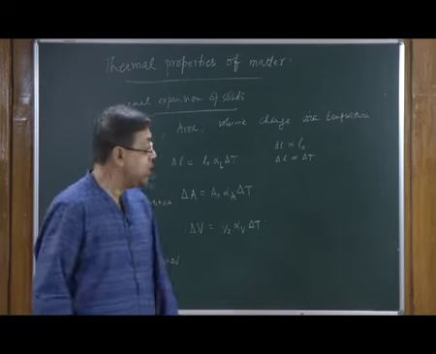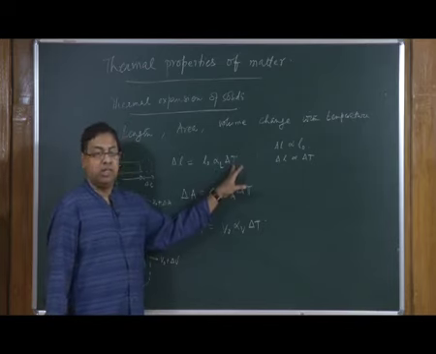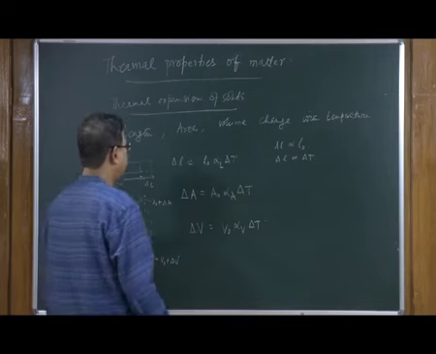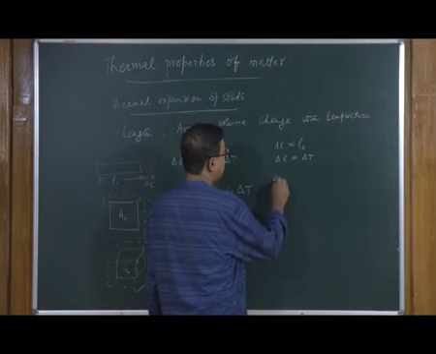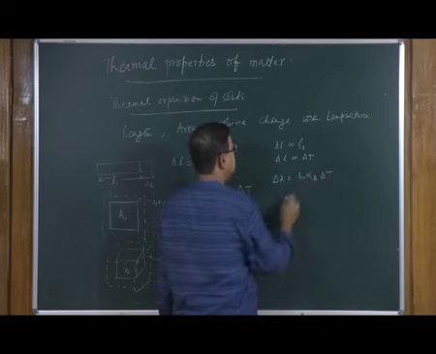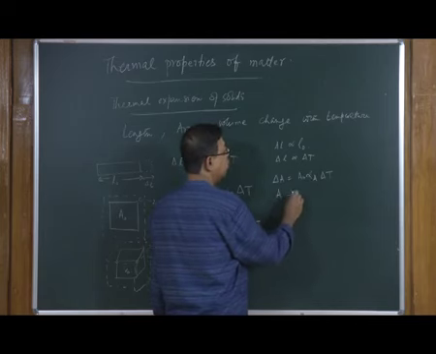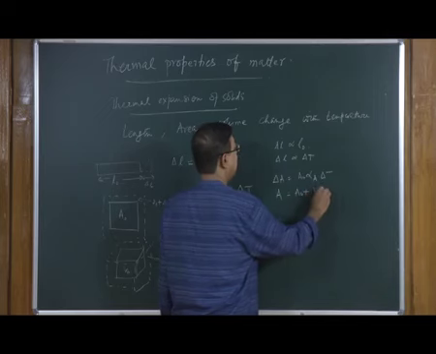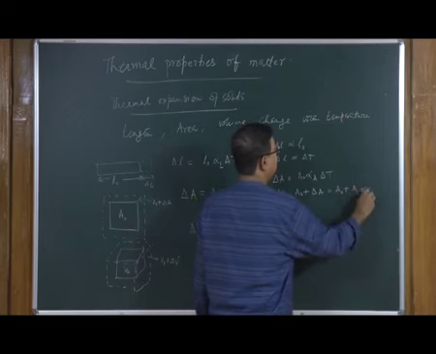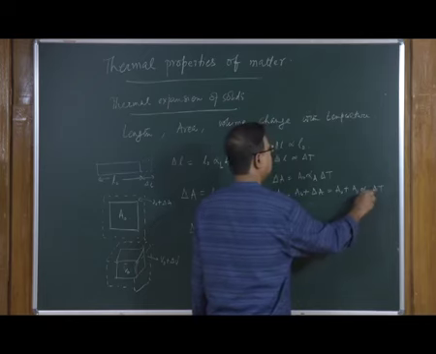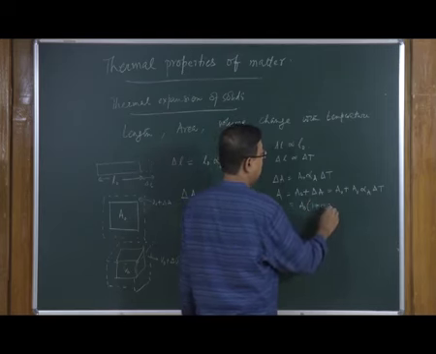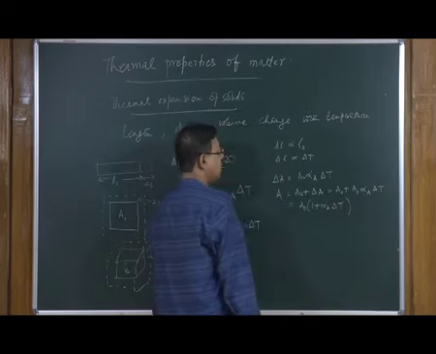Now, it is also easy, for small temperature changes, to establish a relationship between alpha L, alpha A and alpha V. How we do that is the following. Let us take delta A to be A0 alpha A delta T. So, I can write down the final area A to be A0 plus delta A, which is equal to A0 plus A0 alpha A delta T, and this is equal to A0 times 1 plus alpha A delta T.